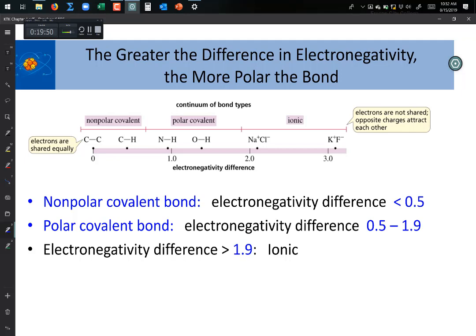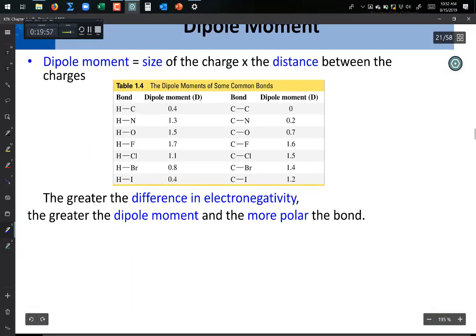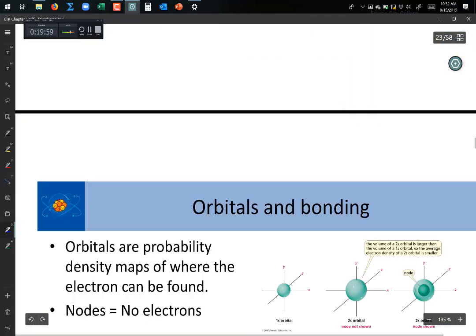The bigger the electronegativity difference, the more polar the bond. And you can tell electronegativity trends. I think I got rid of the chart. Let me see something really quick. Yeah, I got rid of the chart.